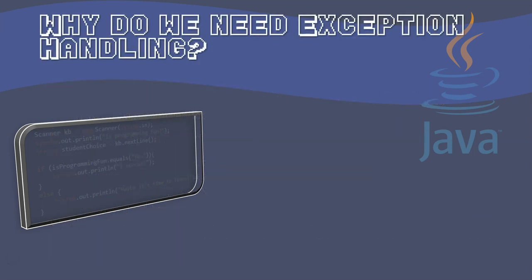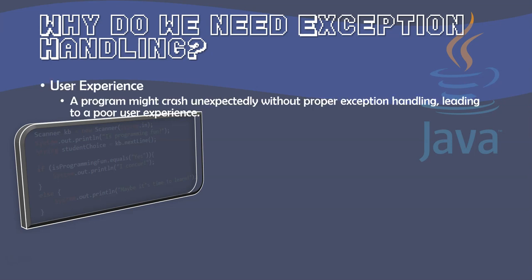Now, why do we need exception handling? Well, the primary reason is a lot of times user experience, like the end user, not of course the programmer. Let's say a program crashes unexpectedly without proper handling. Well, that's going to be a pretty poor user experience. The end user is not going to be happy that their app just crashed on them, for example.